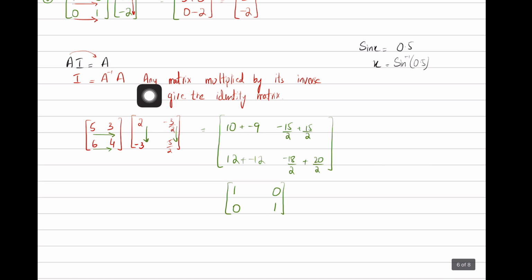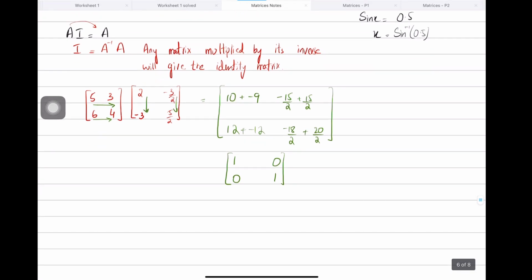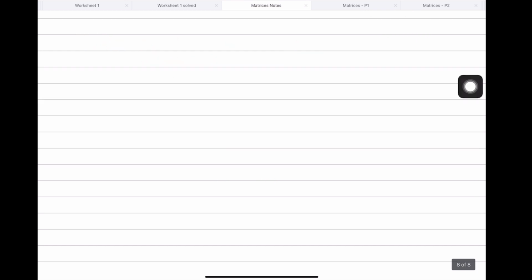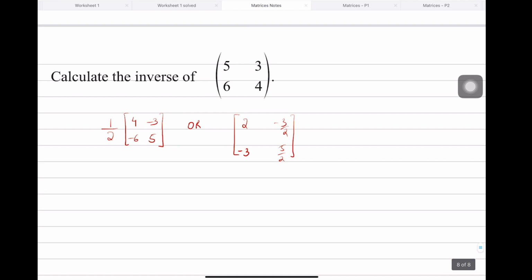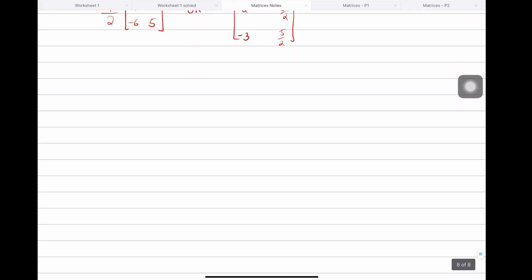So remember this statement: any matrix multiplied by its inverse will give the identity matrix. Always. So if there is a question where you're asked to find A into A inverse, you don't have to do any working at all. The answer is the identity matrix. That's it. And this is going to be a 1 mark question, so the examiner is not expecting you to do any working anyway. So just remember this rule over here. I'll write it down. I'll erase this.